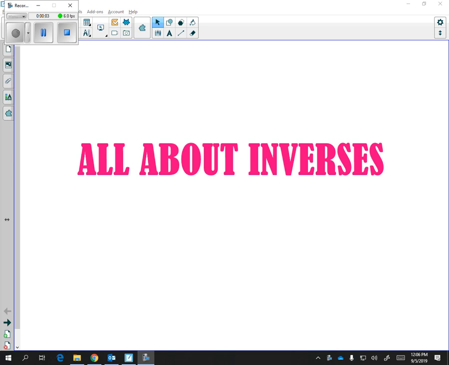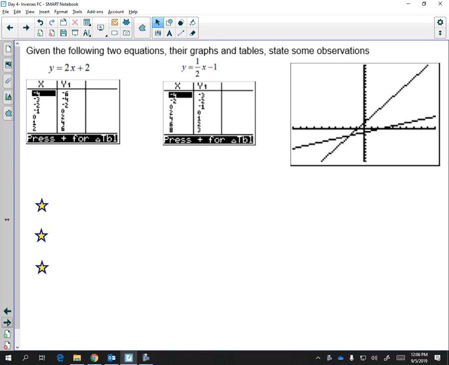Hello and welcome to All About Inverses. Today we're going to learn what an inverse is, what the properties are, and how to actually find one.